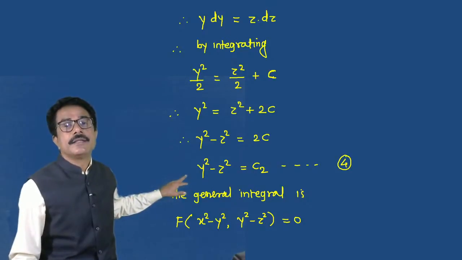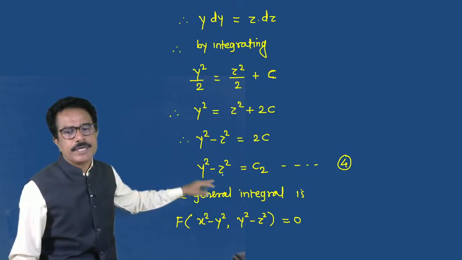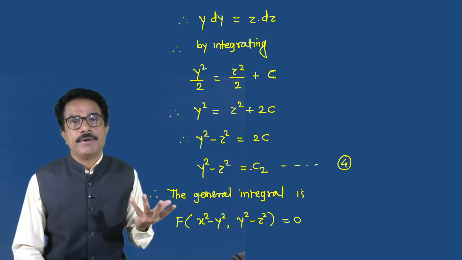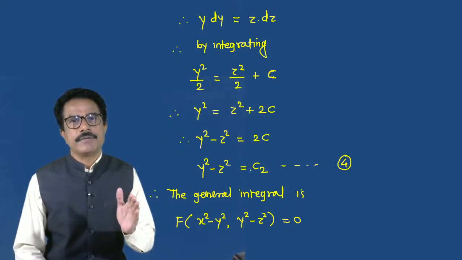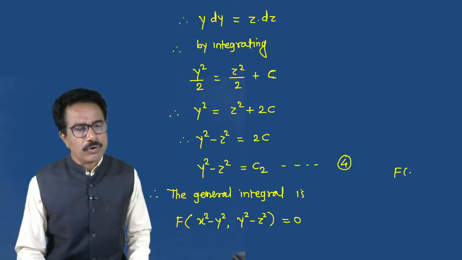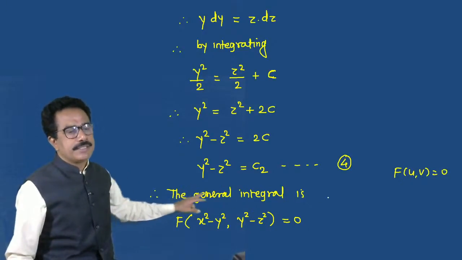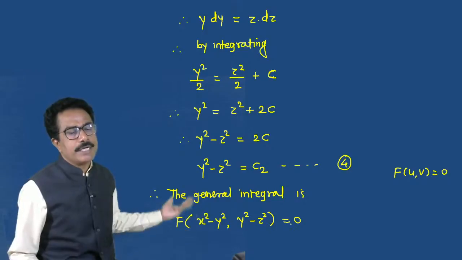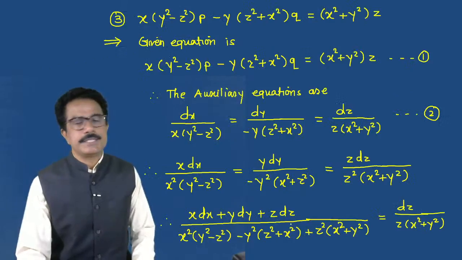So we will get another equation of the form v of x, y, z equals C2. And according to Lagrange's theorem for the solution of the first order linear partial differential equation, f of u, v equals 0. So we can write the general solution: f of x square minus y square, y square minus z square equals 0. Okay, so this is the complete second problem.